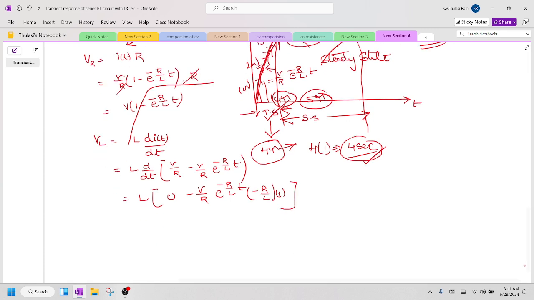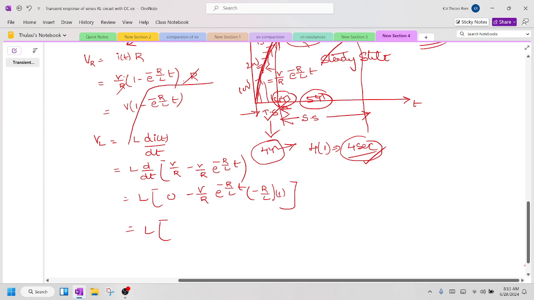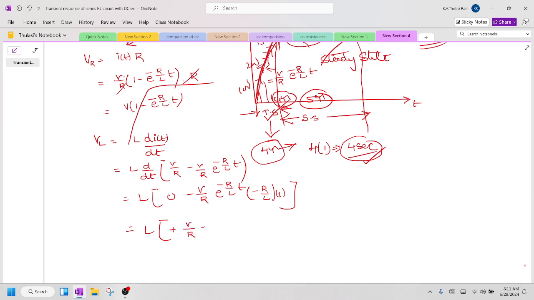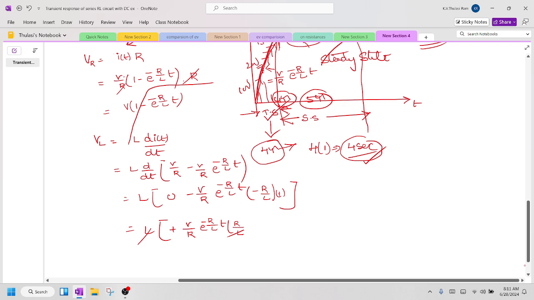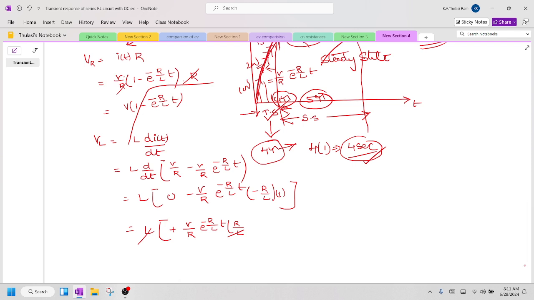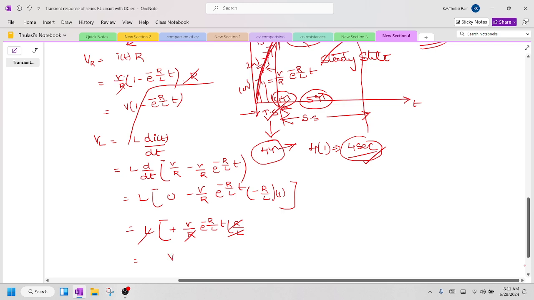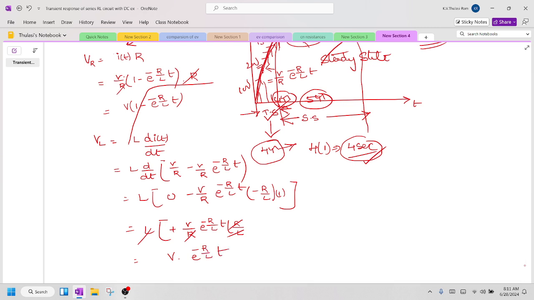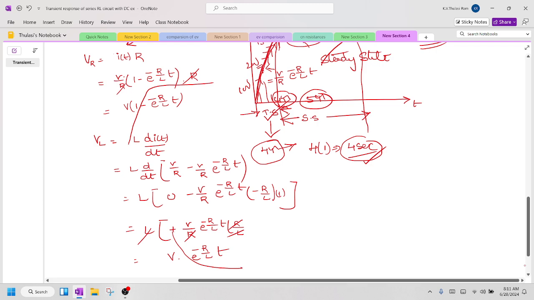So when you go further, you see here L into, minus into minus is plus, which is nothing but V by R e to the power minus R by L into t, multiplied by R by L. So L will get cancelled out, and R will get cancelled out, and we are going to get V into e to the power minus R by L into t. You can see here this is an exponentially decaying curve. So it's nothing but e to the power minus t by tau.